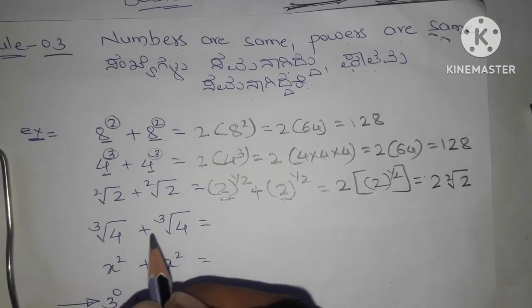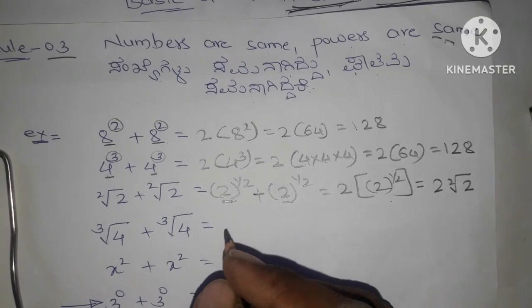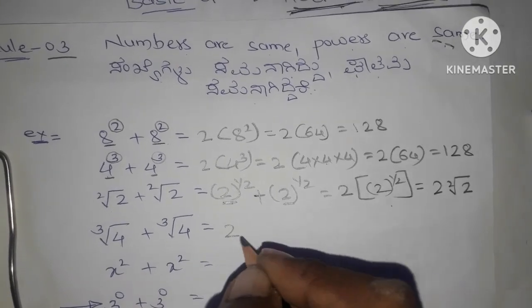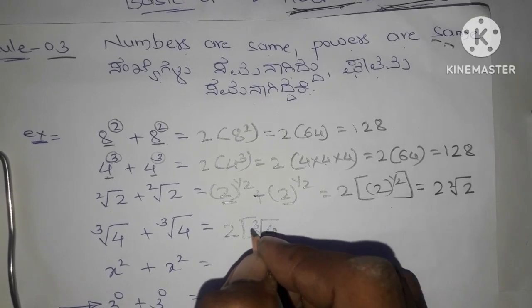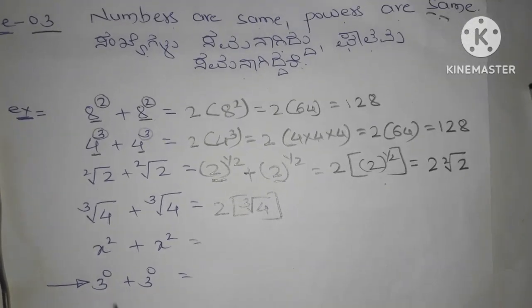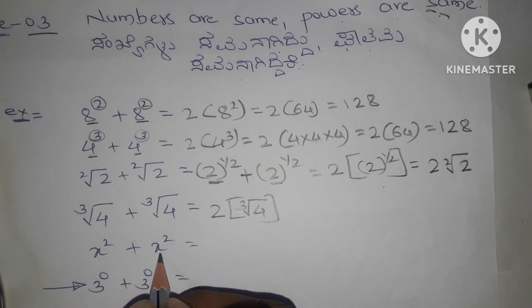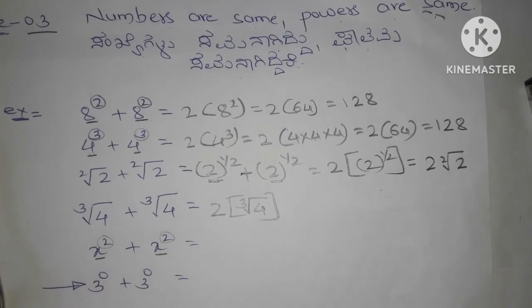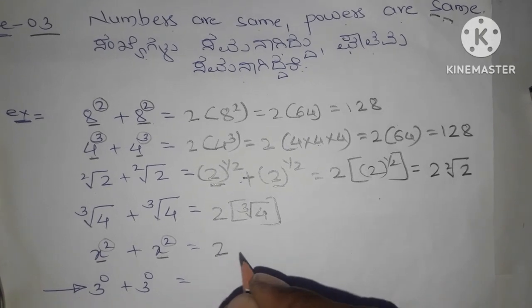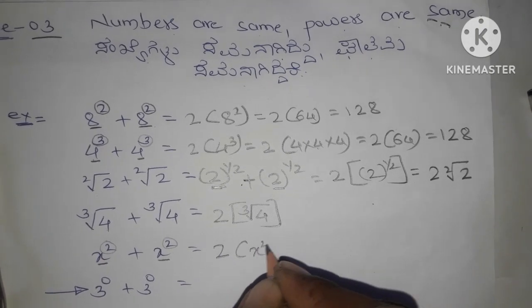Next we have cube root of 4 plus cube root of 4. So we can write it the same way, plus 2 into the bracket cube root of 4. Okay, right. Next, here we have x square plus x square. Here the base is x and the power is 2. So we can write it as 2 into the bracket x square.